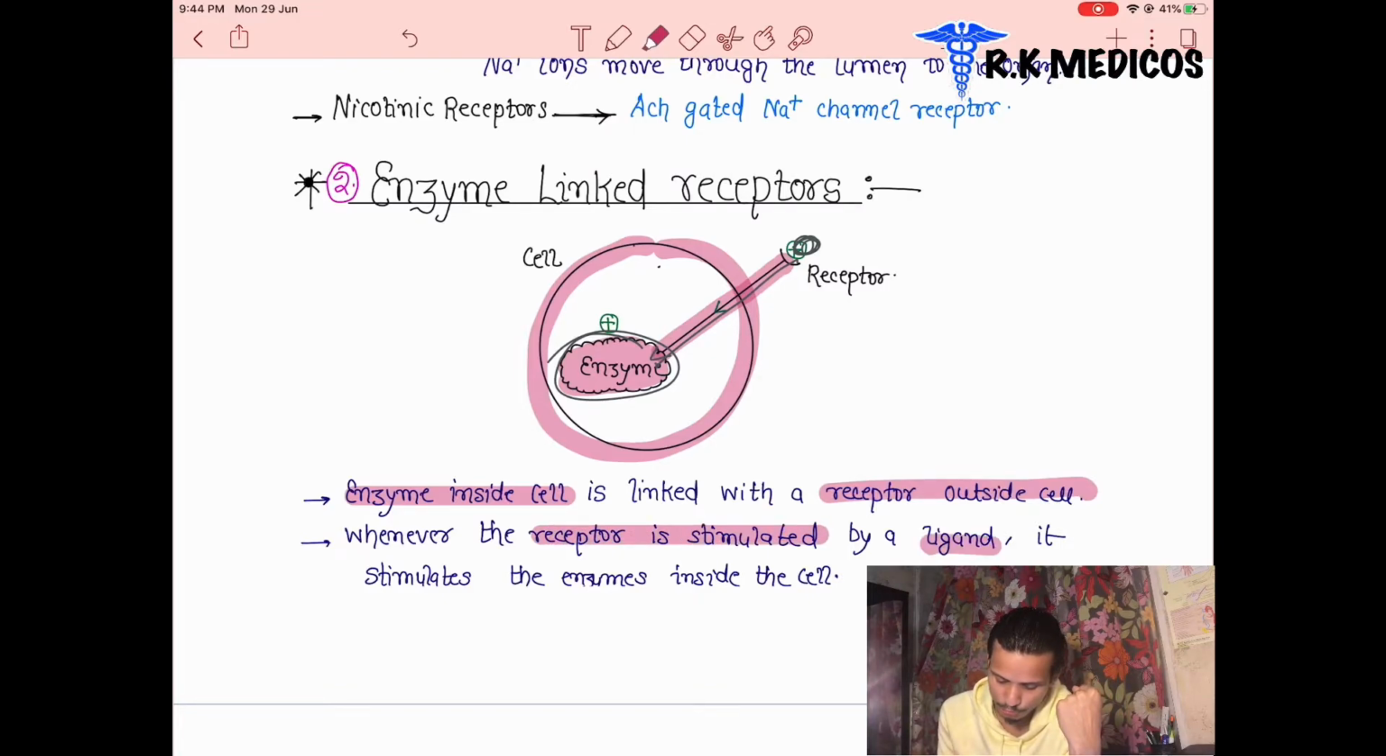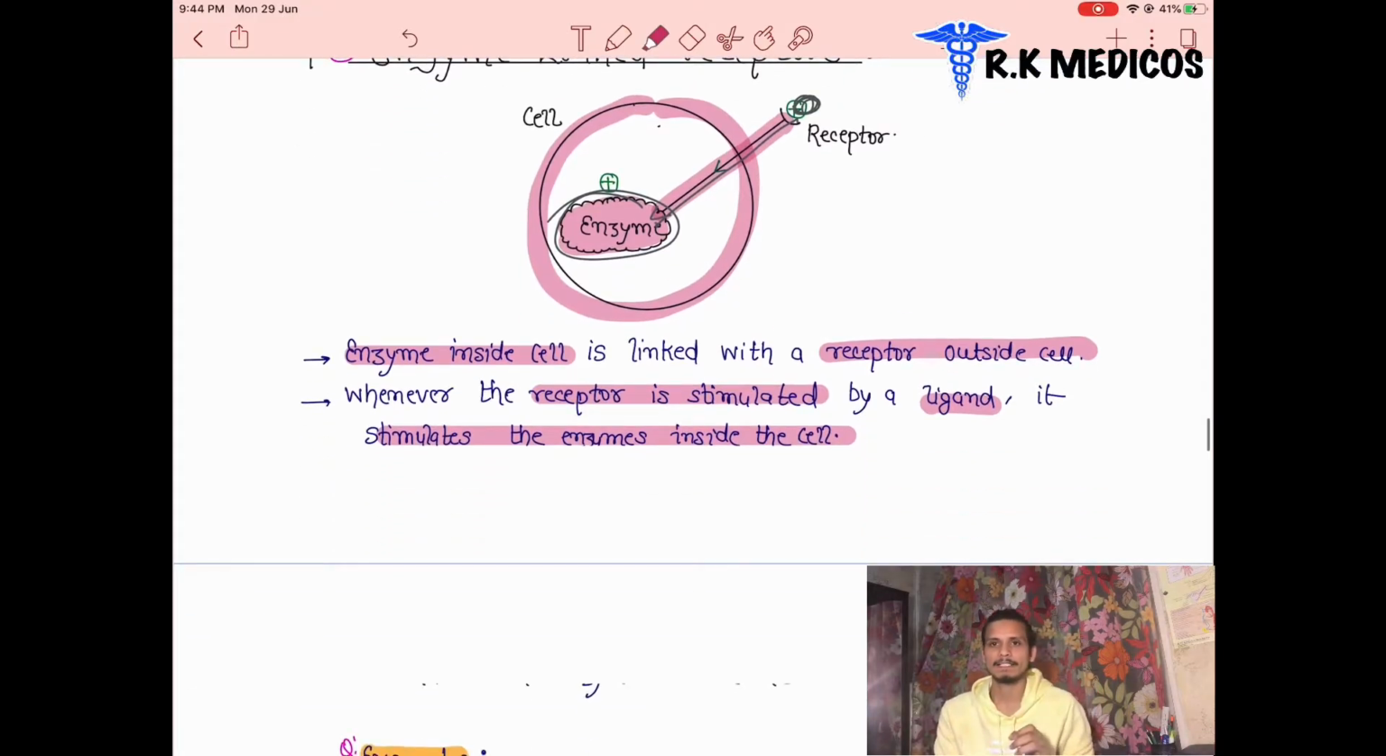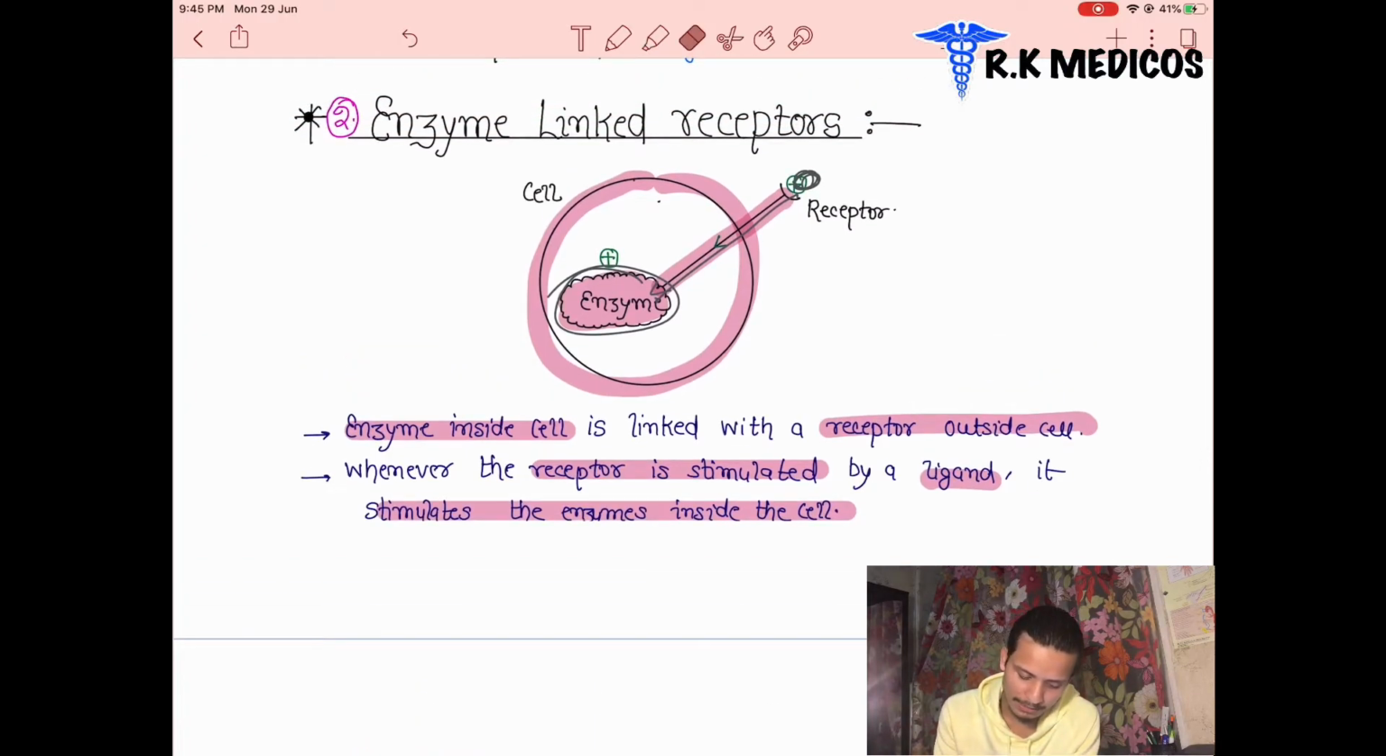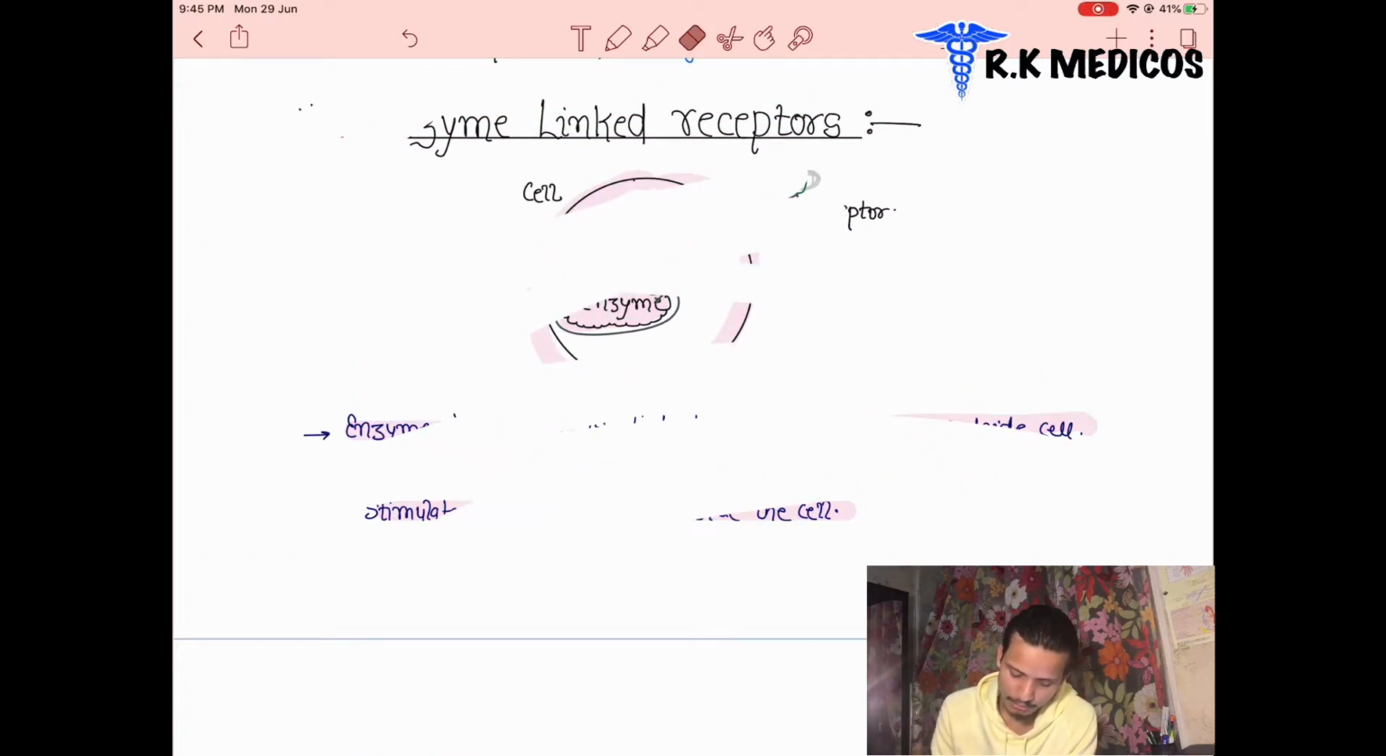Whenever the receptor is stimulated by the ligand, it stimulates the enzyme inside the cell. Simple. When the receptors are located outside the cells, they are linked with an enzyme inside the cell. And when something binds, it means the ligand is binding to these receptors. They are activating what? They are activating the enzymes. And that is called the enzyme linked receptor. This is our second discussion.